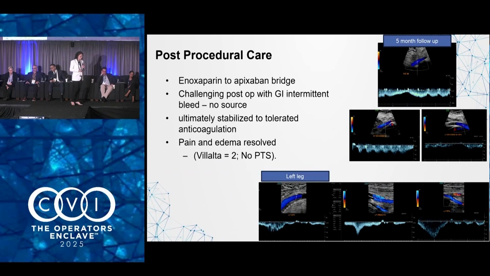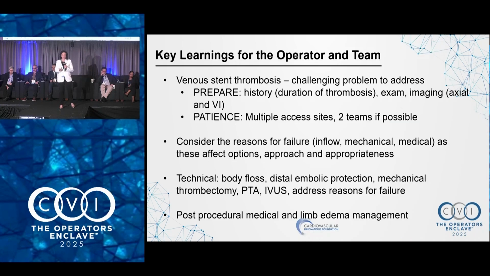So the technical issues related to the failure were the stent separation, poor prior landing, oversizing, and some inflow issues. So post-procedurally, we switched her to Lovenox, eventually to apixaban. We dealt with some GI bleeding issues intermittently with no good source despite workup, and ultimately did get her to tolerate anticoagulation. And then on follow-up, her pain and edema resolved with a Villalta score of 2.